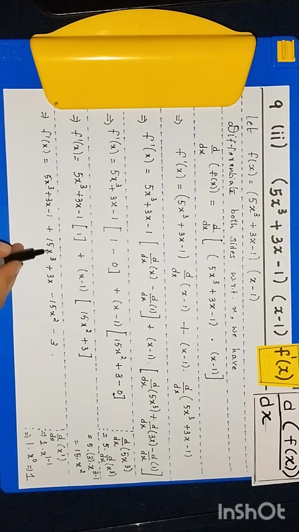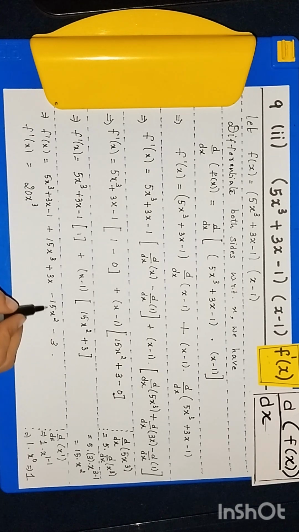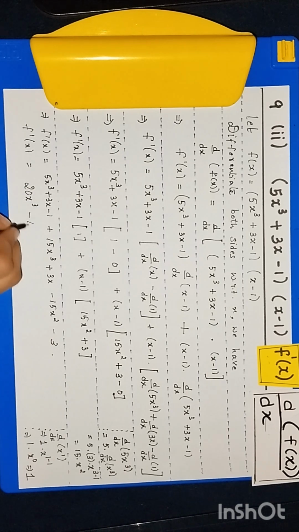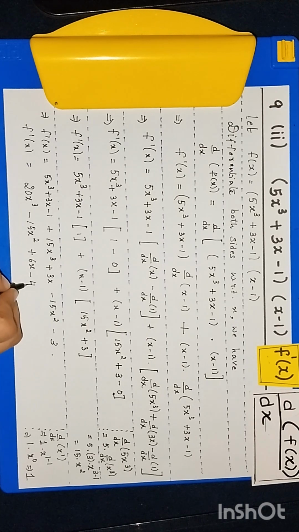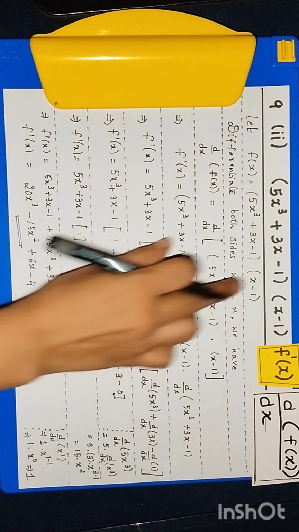So let us use all the like terms and simplify. So f dash of x will be 15x cube plus 5x cube will be 20x cube, and there's only one x square term, so minus 15x square. We have plus 3x which is plus 6x, and minus 1 minus 3 will be minus 4. So this is the required derivative of the function.